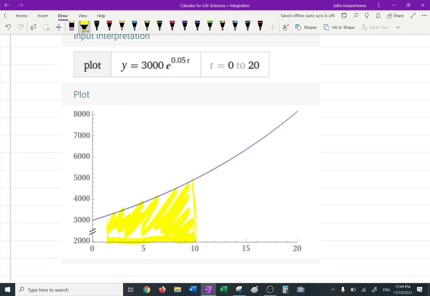This is just a typical integral. Integral of this function, let's call it f of x, f of x dx from 1 to 10. This whole area is the integral. But we are not asked about this integral. This integral will show me how much total amount of bacteria they are growing from minute 1 to minute 10. They ask me the average.